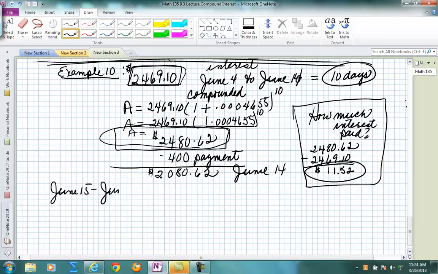So how much interest did you pay in 3 days? You go back to what you owed on June 14th, and you take that away from what you owed on June 17th. And you paid $2.90 in interest for those 3 days.